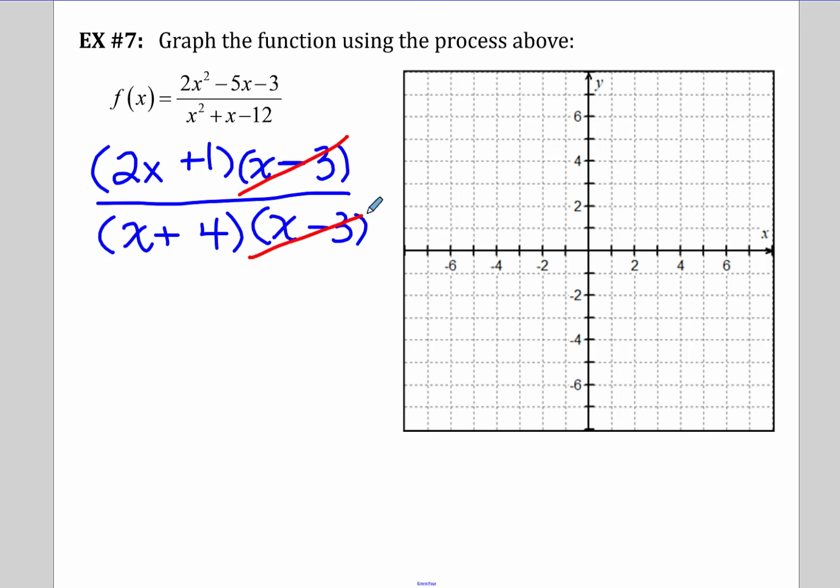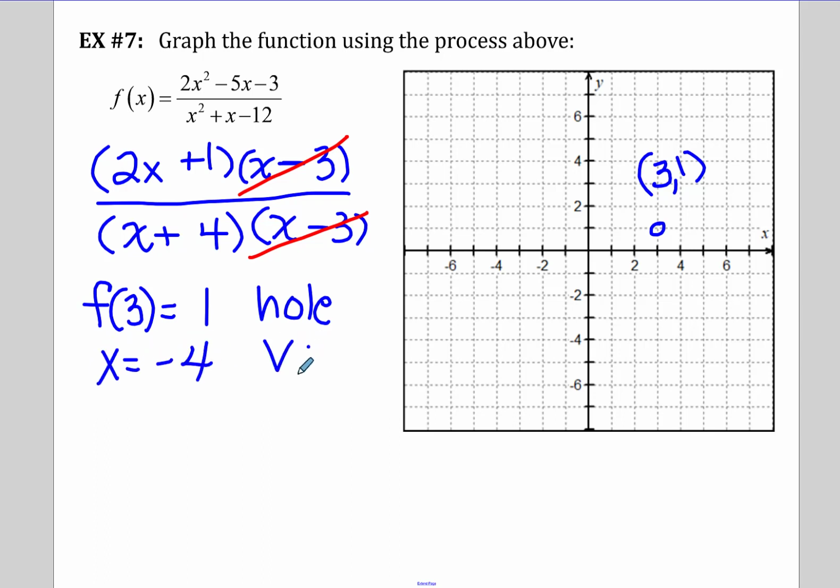And here's where we're going to have a hole. So plugging 3, because 3 is where the hole is, into the function that's left over, that's 6 plus 1, that's 7, divided by 7, we have a hole at 3, 1. So I'm going to come over to the graph, and at 3, we're going to have a hole right there at 1. So 3, 1 is the location of a hole. There's a vertical asymptote at negative 4. That's the remaining factor in the denominator.